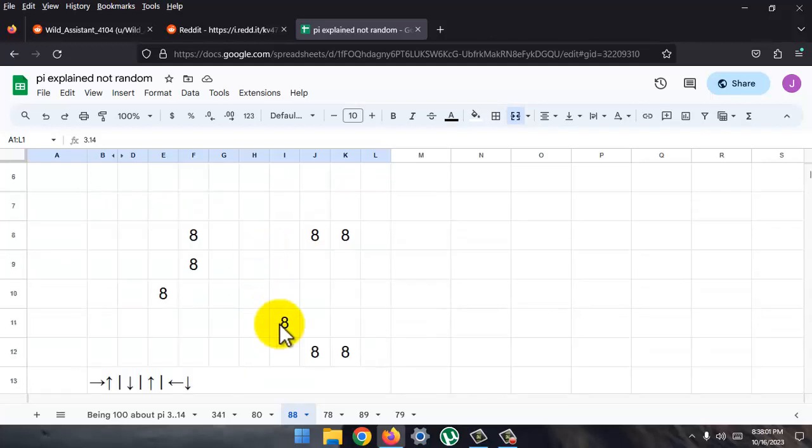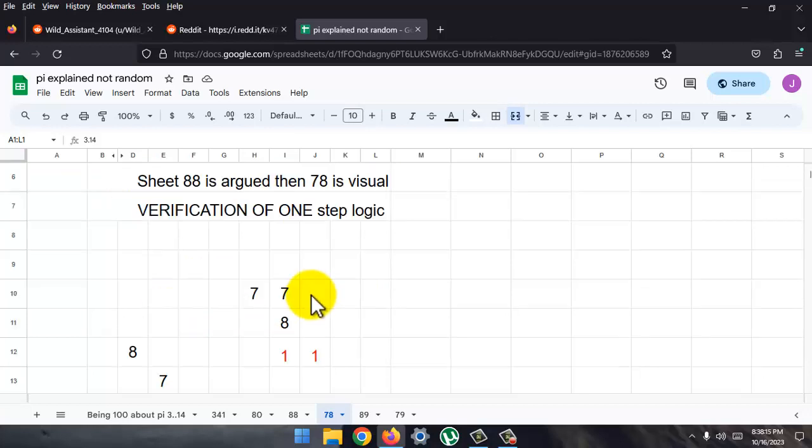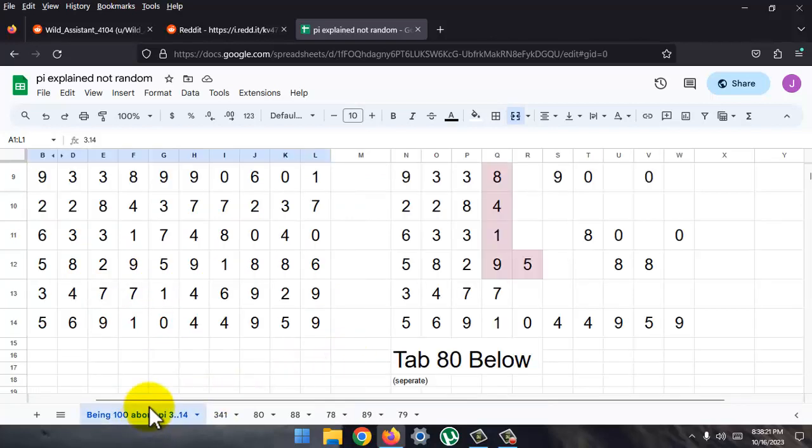I did some explanation before. Sometimes I get in tune, sometimes I don't. It flies off the handle. But the verification is explained. So 88 is argued with 78. These are the only 78s in the first slide.